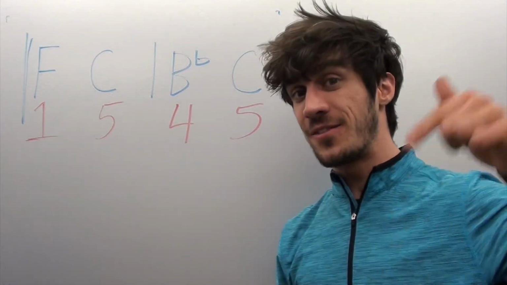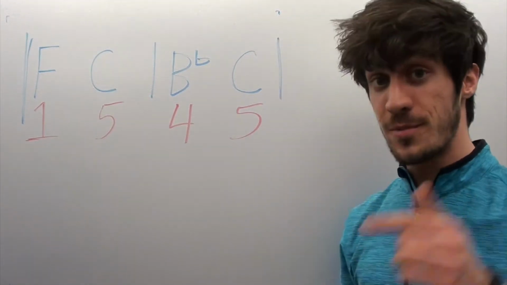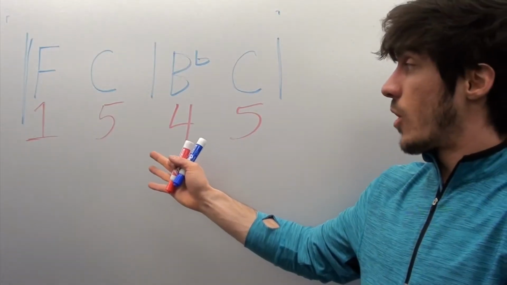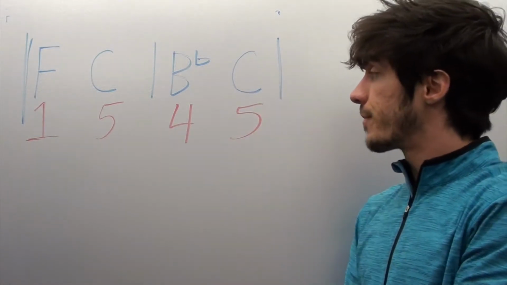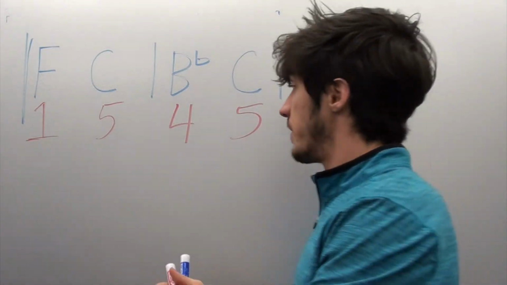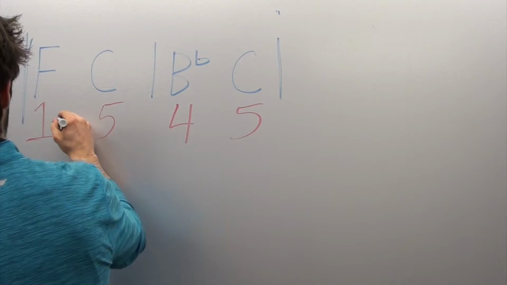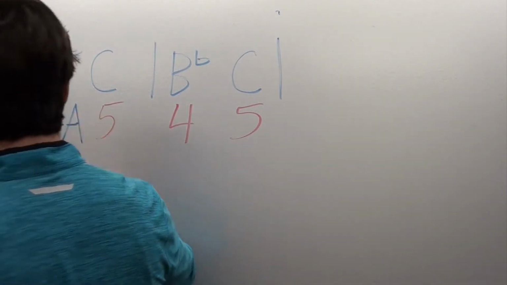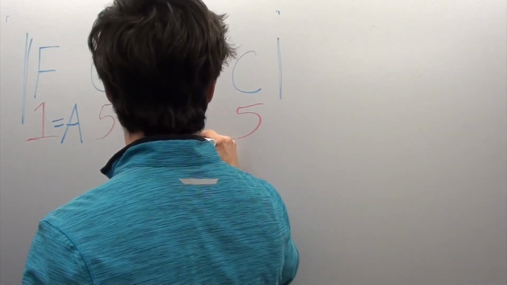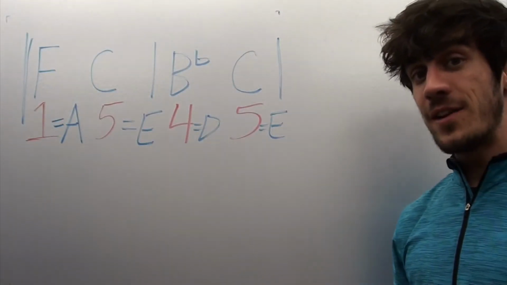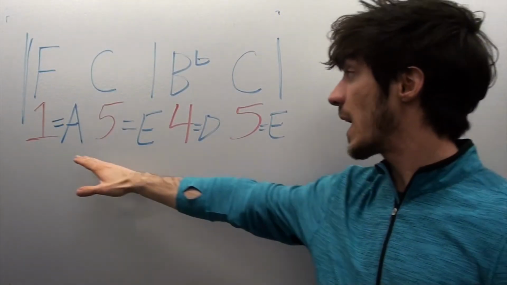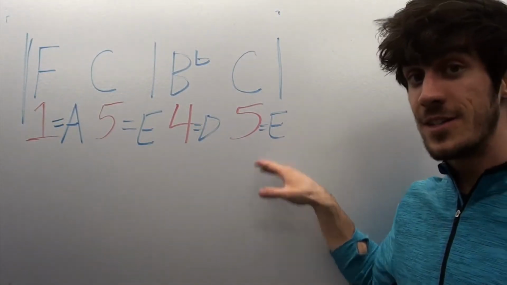You can use these in another key if you know what number corresponds to each chord in that key. And that's what the handout in the description is going to help you to do, so make sure you go grab that. Let's say you want to write in the key of A, for example, right? So if we're writing in the key of A, 1 becomes A, 5 is E, 4 is D, 5 is also E. You now have an entirely brand new progression, A, E, D, E, that you can use in your own song.